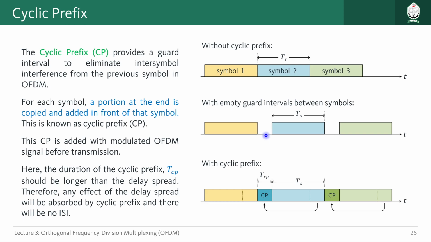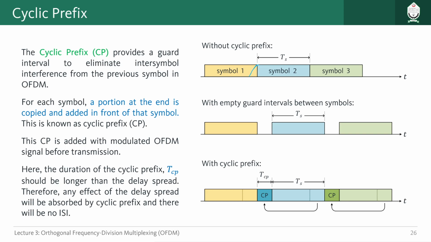As a result, we have to use a guard interval which is longer than our delay spread. If I want to show you graphically what happens, because of the effect of delay spread, intersymbol interference happens like this. So for symbol 2, some portion will come here like this.